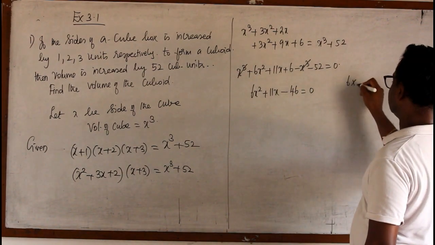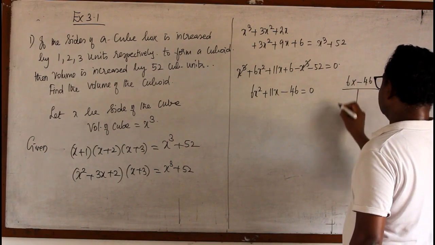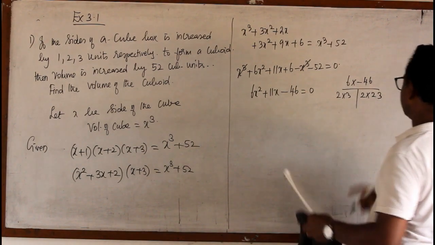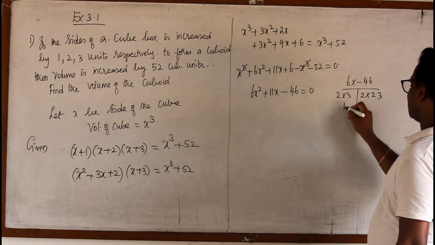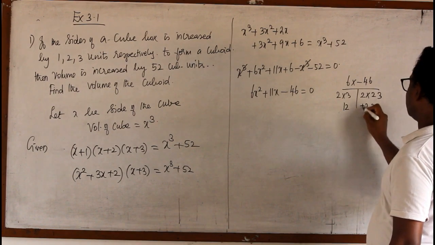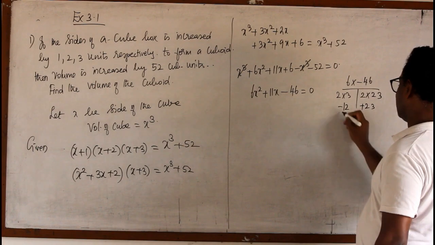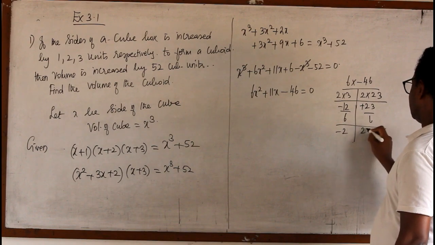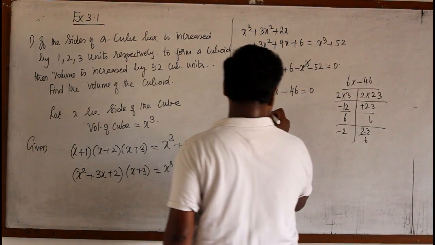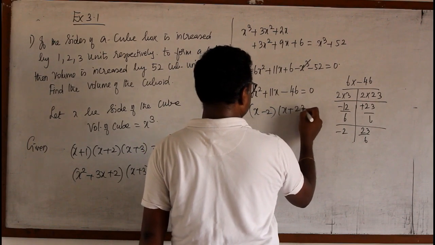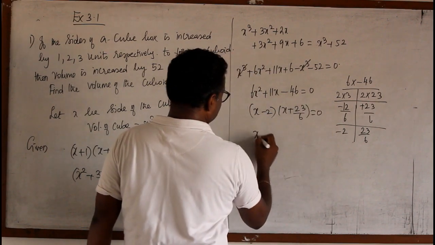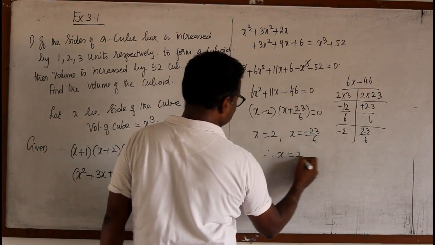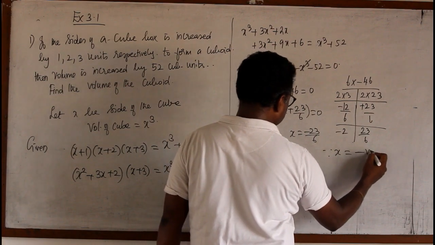We shall try to factorize this. 6 into minus 46. This is 2 into 3 and this is 2 into 23. 2 3s are 6, 6 2s are 12 and 23. So plus 23 minus 12, I get 11. So by 6, which gives me minus 2, 23 by 6. So it is (x minus 2)(x plus 23 by 6) equal to 0. x equal to 2, comma x equal to minus 23 by 6. Therefore x equal to 2, since the side cannot be a fraction and also negative.